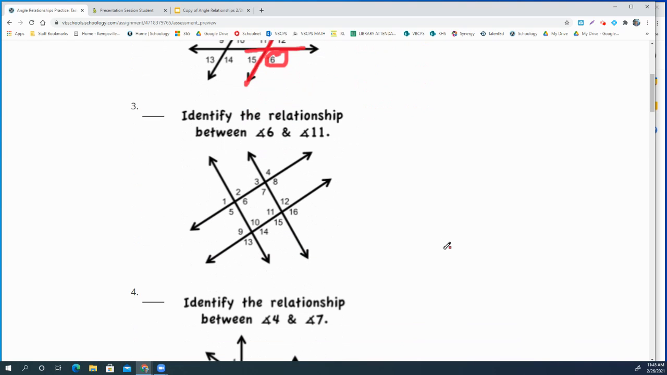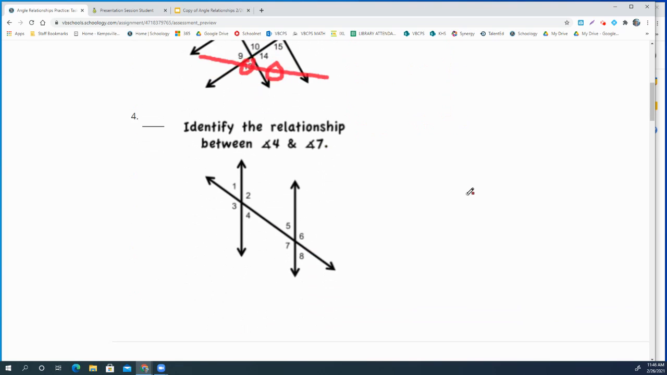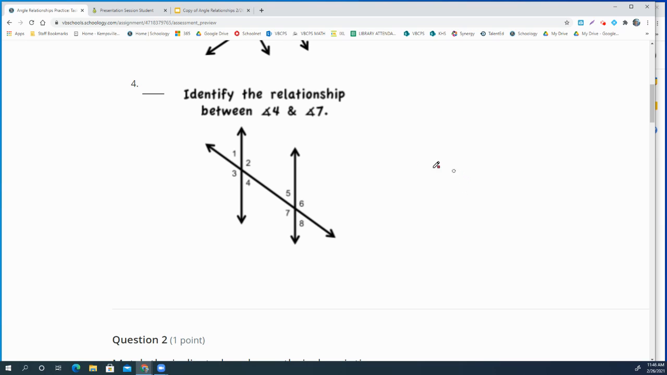Okay. What about 6 and 11? Can I go from 6 to 11 in one straight line? So this is no relationship. Okay. We'll do a couple more and then I'll give you about 10 or 15 minutes to finish it. Angle 4 and angle 7. What's that relationship? Same side interior. Absolutely.